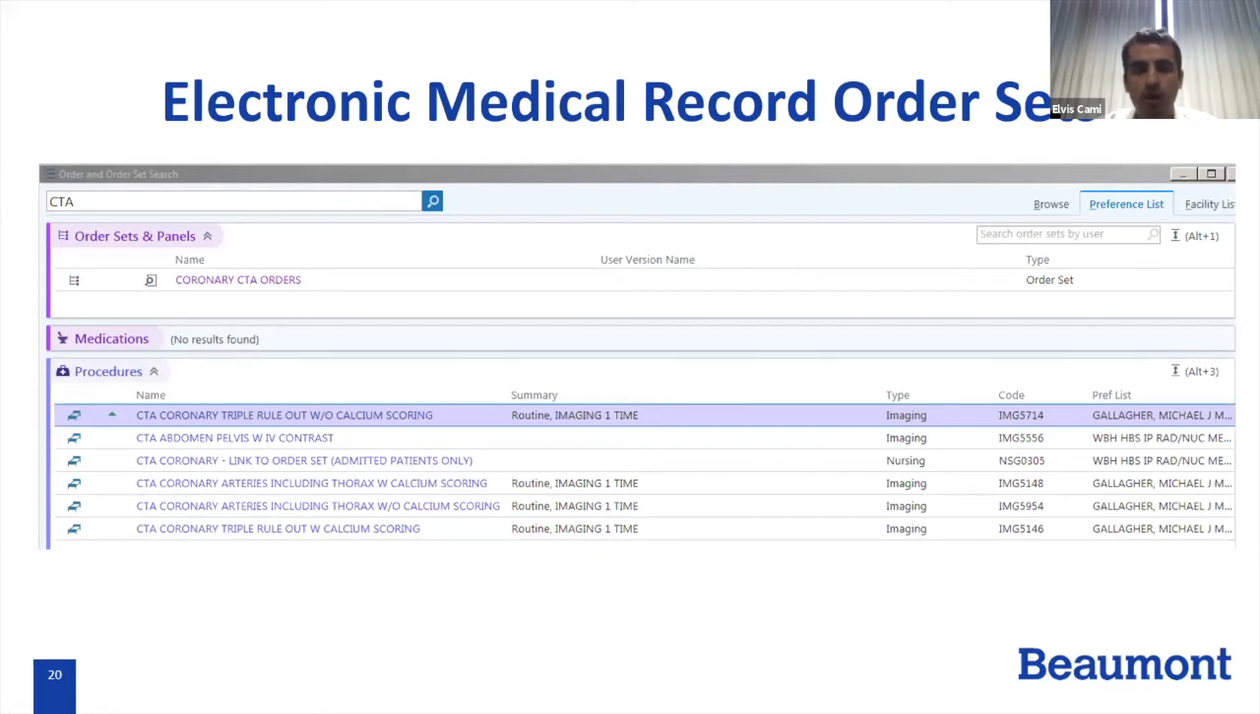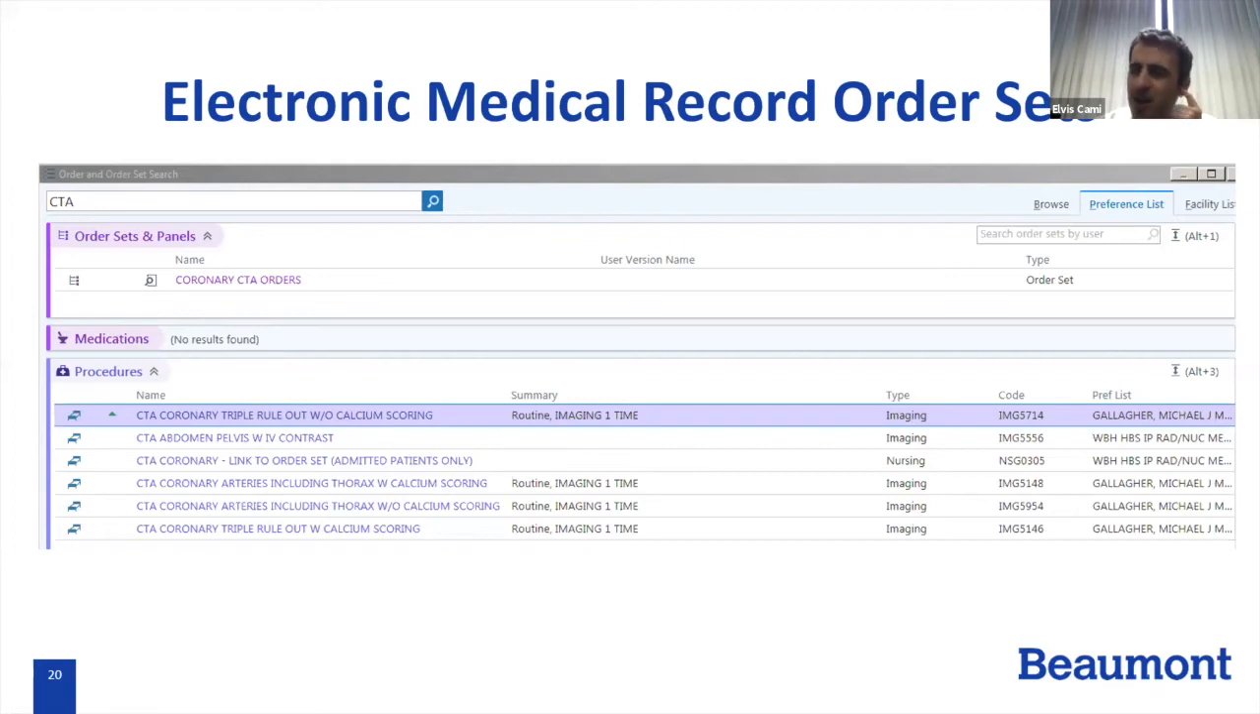We use Epic for CTA. So here's a picture of our Epic. We have a couple of different orders for CT. We have a coronary CTA only, and then we have a triple rule out order. In either one, you can order without calcium scoring, or you can order it with calcium scoring. It's completely left up to the physician that wants to order it.